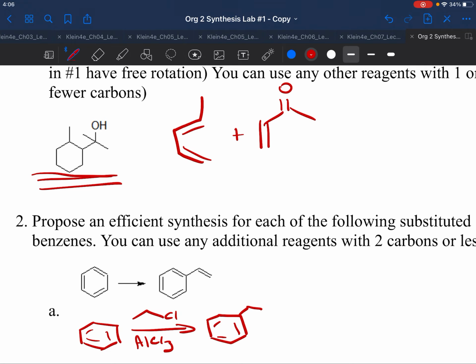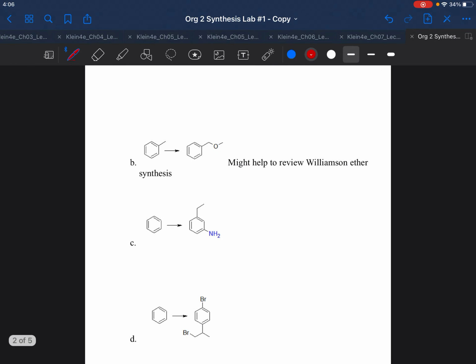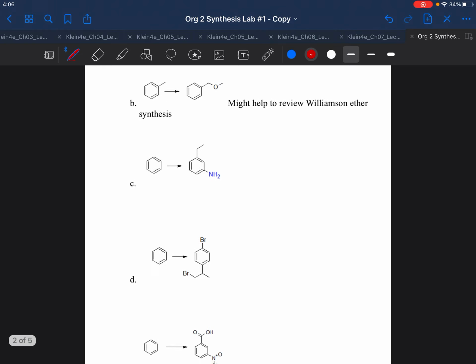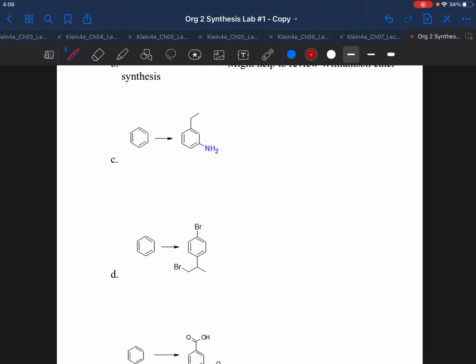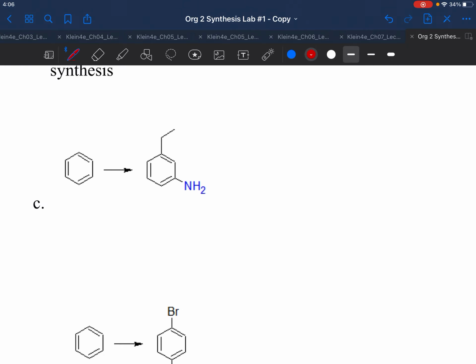Now from here, I want you to think about the 2 steps needed to put in that double bond. Based on what we did in the first problem, hopefully that's standing out to you. So you guys will finish 2A, just getting you more practice with those org-1 reactions. I'm going to let you guys work on 2B on your own. And let's do 2C. Let's do 2C together.